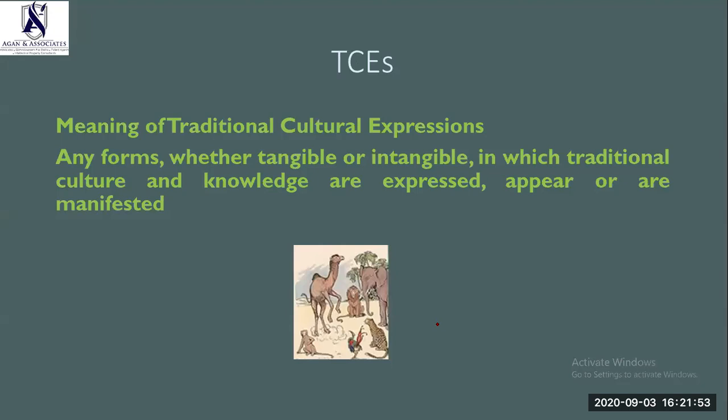Now, let us look at traditional cultural expressions. Here, we say any forms, whether tangible or intangible, in which traditional culture, this time we're looking at culture and knowledge, are expressed, appear, or manifested. Now, if you can remember, in the discussion of copyright, we talk of expression of ideas. And as such, to me, belonging to the school, the TCEs are indeed different from traditional knowledge. I then equate, for lack of a better word, this to copyright. That's the distinction.